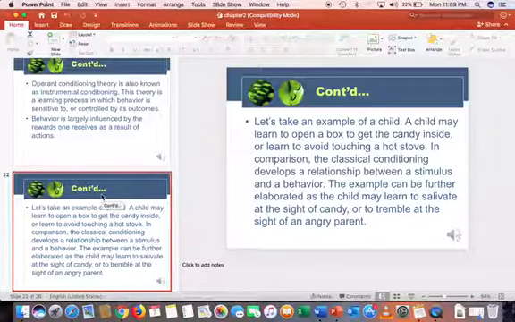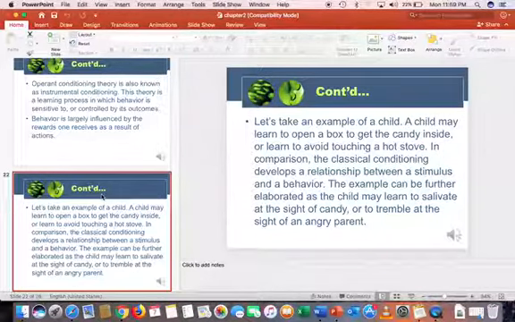An example of operant conditioning is that a child may learn to open a box to get a candy inside or learn to avoid touching a hot stove. So what will be the reaction if he touches a hot stove? Of course he doesn't touch it. As a result, his hand or fingers will be burnt.